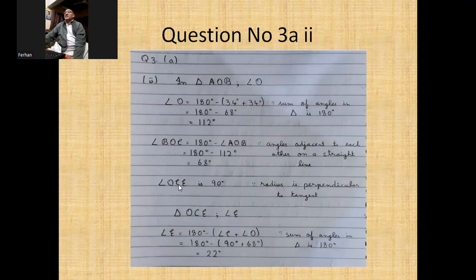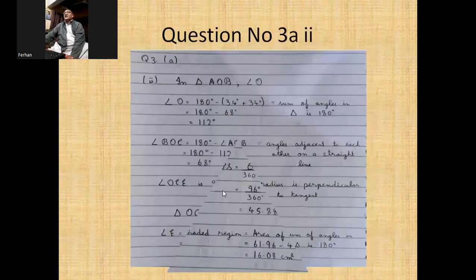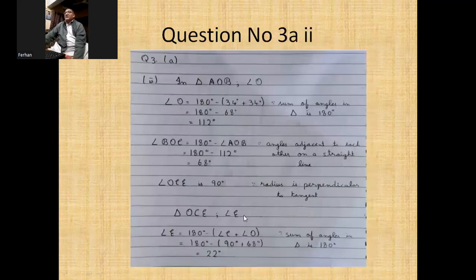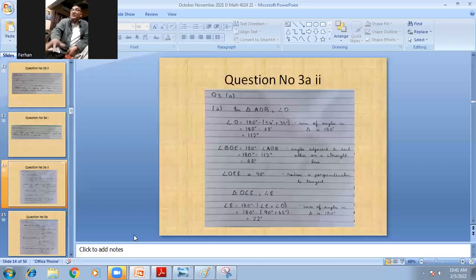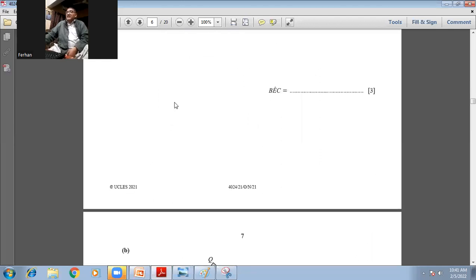And we know that the OCE angle is 90. So then in the triangle, I want to find the angle E. The angle E will be equal to 180 minus 90 minus 68, and that will be 22 degrees. Hopefully you understand. If you have the hard copy of that paper and you follow the names or the strategy which I gave you at the start, you will be able to do this. So that was question number 3, part A.